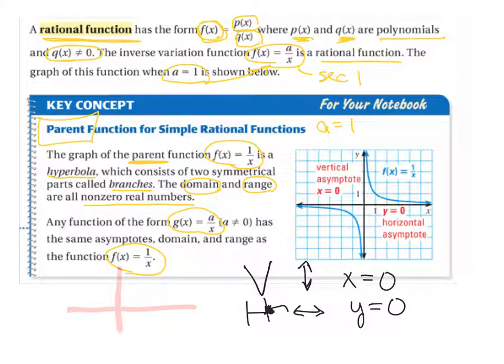Okay, here is my coordinate plane, right? This is my x-axis, this is my y-axis. My x-axis is horizontal, but to draw a line through the x-axis, I have to draw a vertical line.